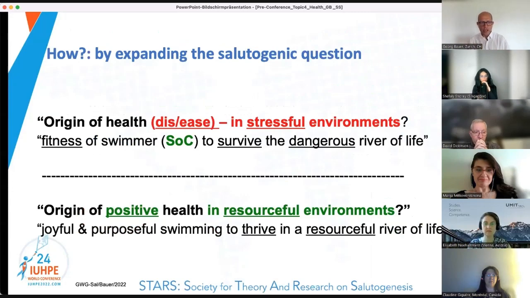As you all know, he was very much interested in this origin of health, defined as this ease-disease continuum, in this very stressful, dangerous river of life. And when you look at life in such a negative-only way, then the only thing you can do is equip the swimmer to become stronger and have a strong sense of coherence to survive this deadly or dangerous river. I think that's still certainly an important approach, but I would like to add the second research question: what is the origin of positive health in a more resourceful environment where I can joyfully and purposefully swim in this river of life? That would move much more to trying to provide a resource-rich environment instead of only increasing the fitness of the individual swimmer. You would rather try to improve the river, the living conditions for everyone.